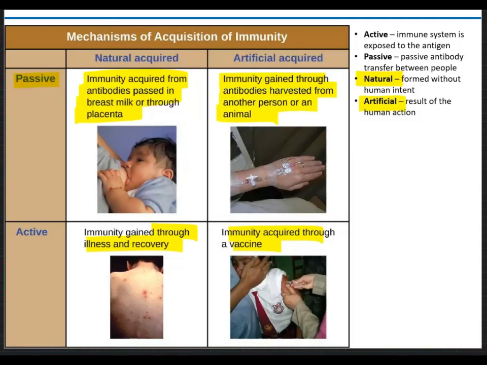So overall, you should be able to combine the terms, like a vaccination. What type? Artificial active. Right?